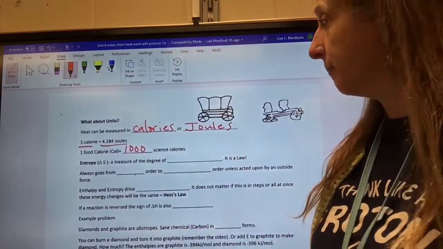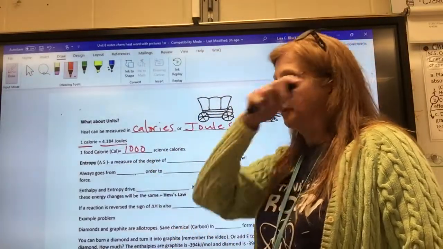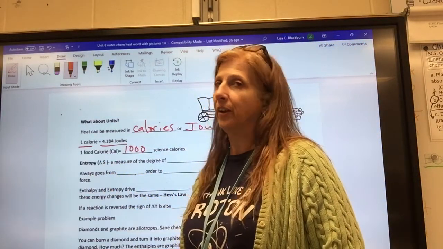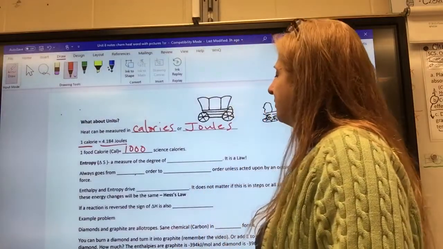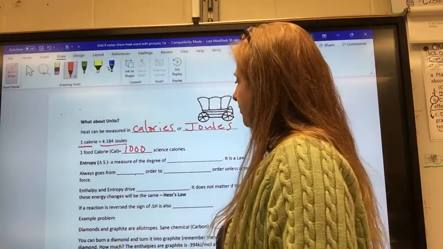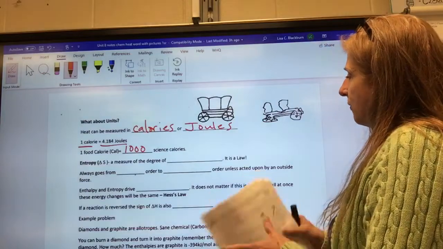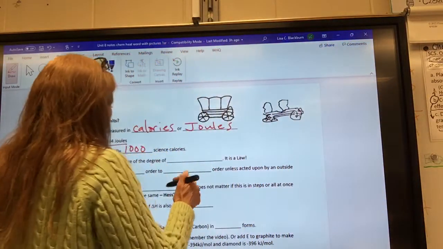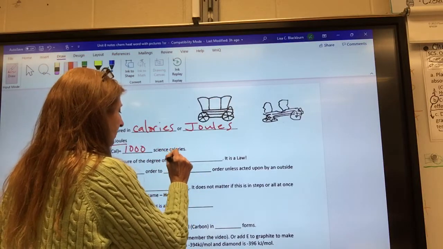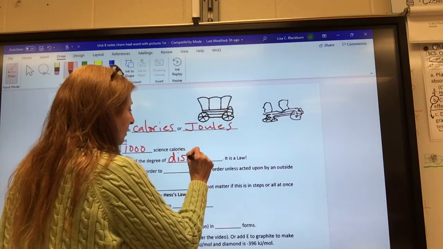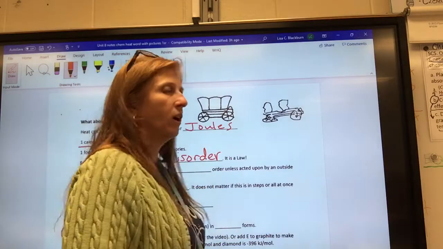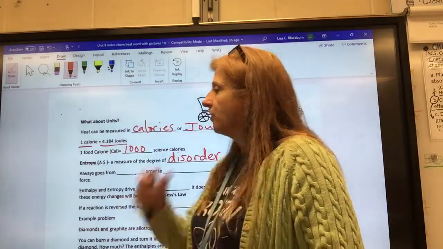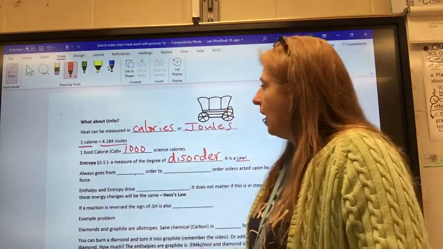Spilling my water. Okay. So the next idea is entropy. And entropy is designated by a capital S. I don't know why it's an S, but it is. And it's delta S, a change in it. And it is a measure of the degree of disorder of a system. Disorder. It's a law. It's called the law of entropy, or it is called the second law of thermodynamics, but it's a law. So this is what it is.